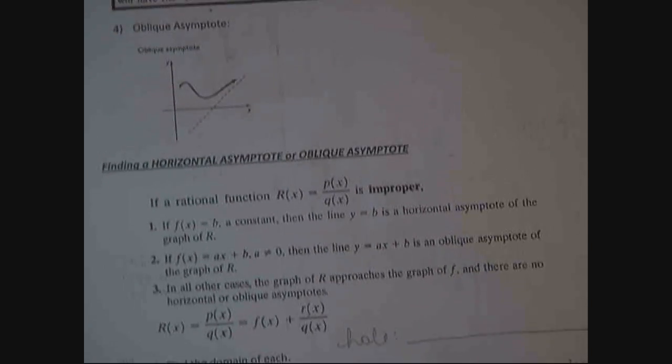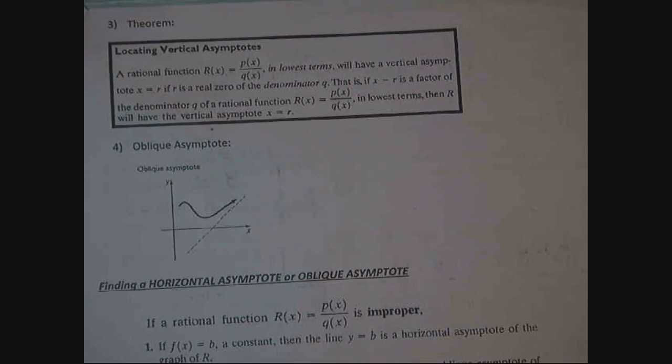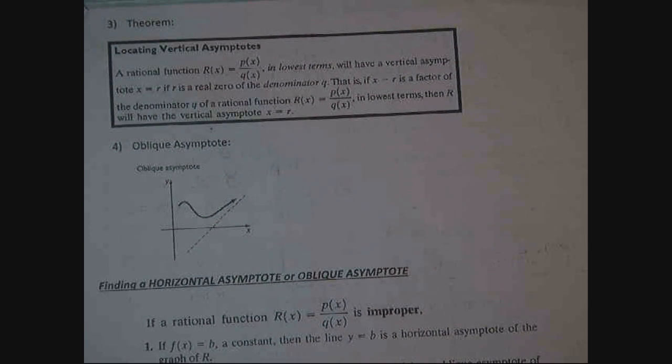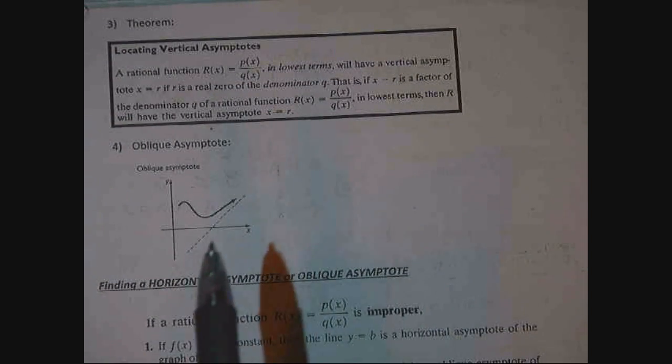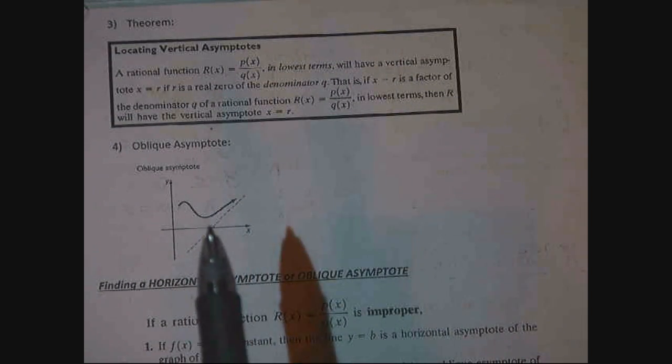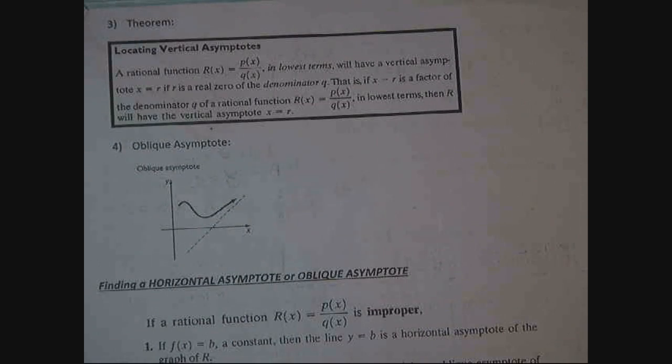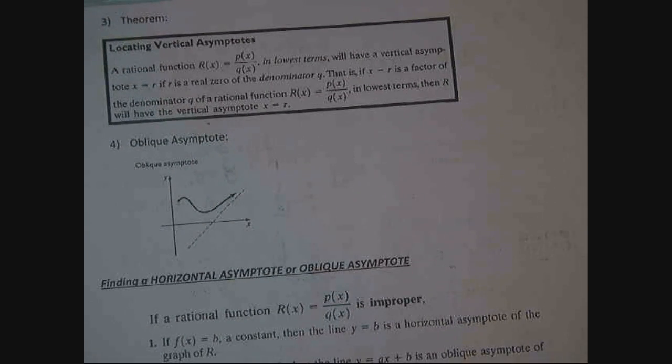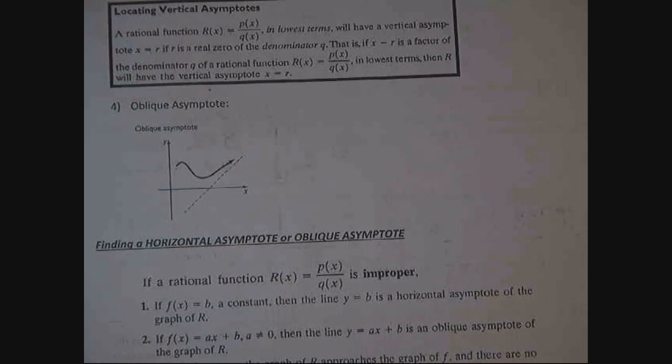Moving on, let's flip the page here. Okay. Now, before we discuss how we find a vertical asymptote, let's go over a definition of oblique asymptote, since we're going in that direction of oblique asymptotes. Okay. So, an oblique asymptote, very similar definition as before.